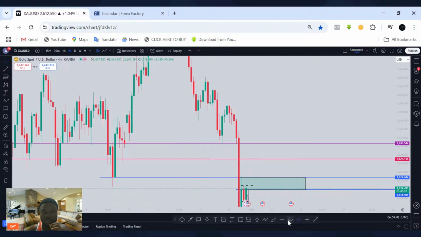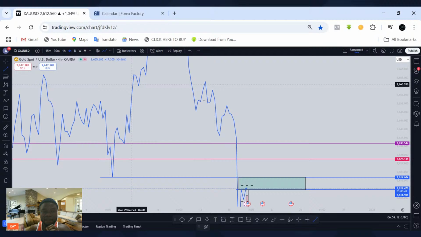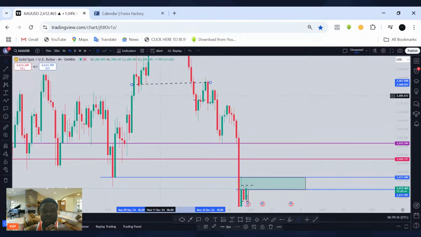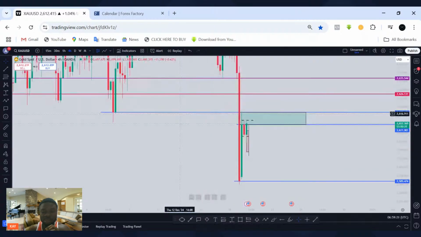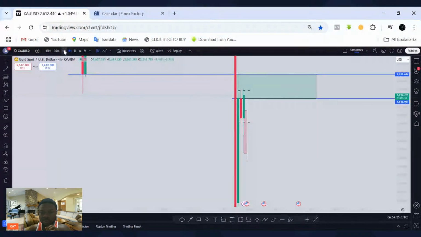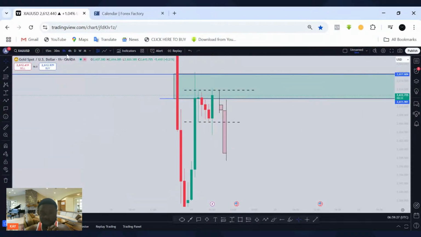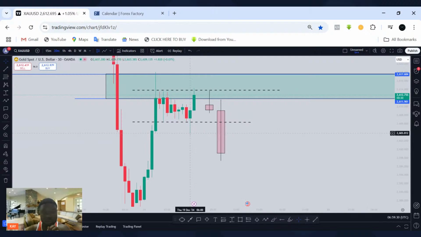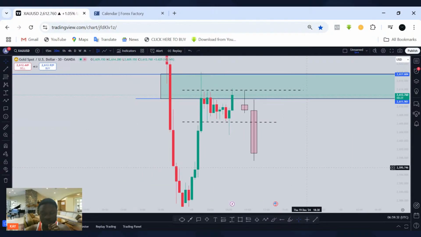You see this one, for instance, as this level failed, it came back over here, and it started. So the same thing that I'm talking about over here as well. Let's see how it's going to play out.